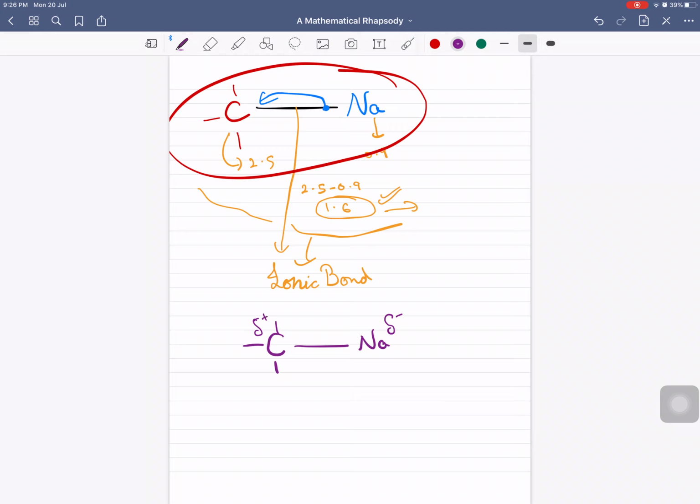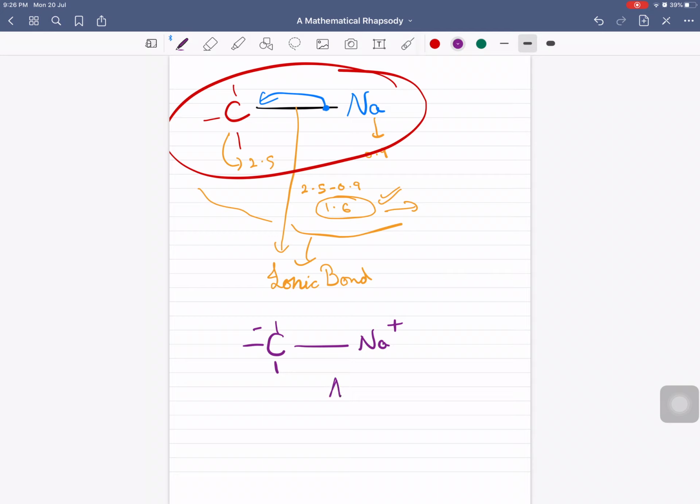Now, this right here is not anymore a partial negative or a partial positive charge. It's a complete positive and a complete negative charge, right? This is important. It can't be just partially negative. This is completely positive and this is completely negative by 1 electron.